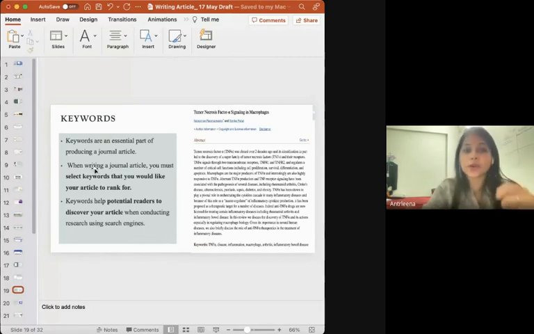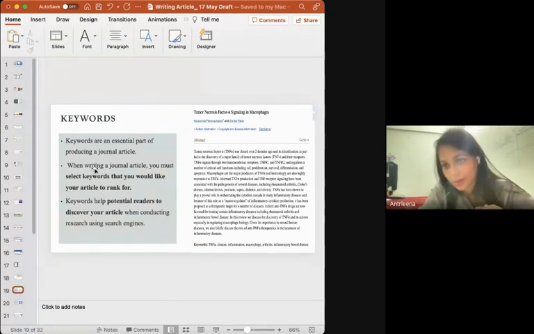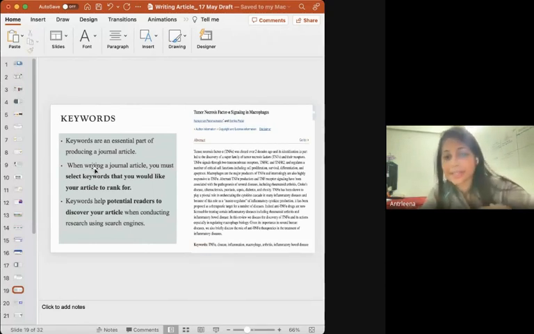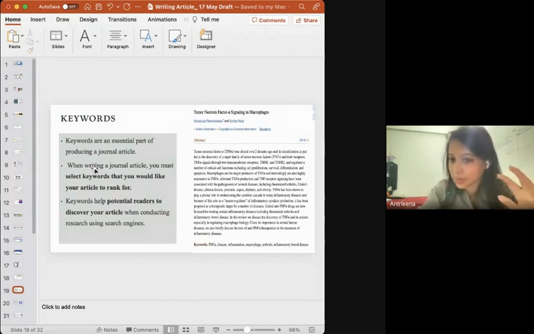Okay? For instance, keywords are an essential part of indexing an article. And when writing a journal article, you must select keywords that you would like your article to rank for. So I'm giving you an example, and it's from a different domain, the medical field. There is tumor necrosis factor signaling in macrophages. And you can see the keywords. If you go to the bottom of the slide, you can see about 5 or 6 keywords listed there. And what it does is it showcases what this article is going to be about.